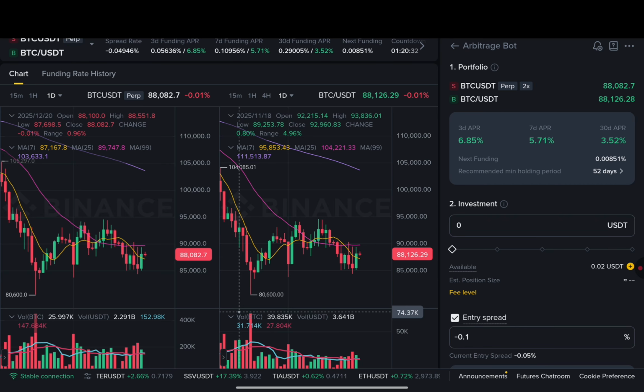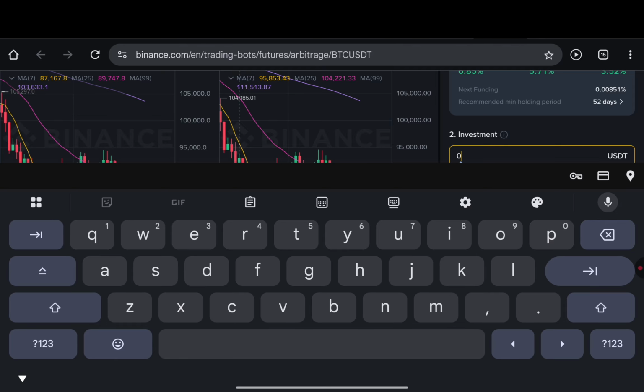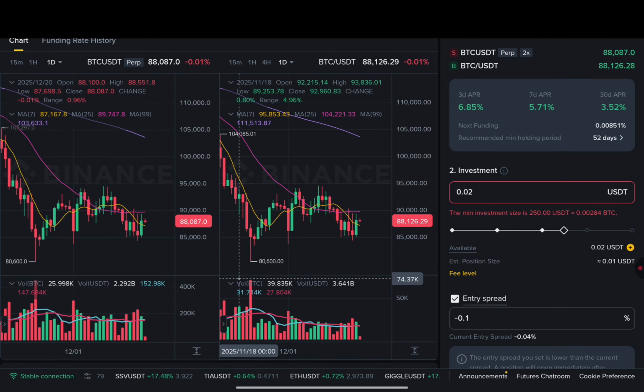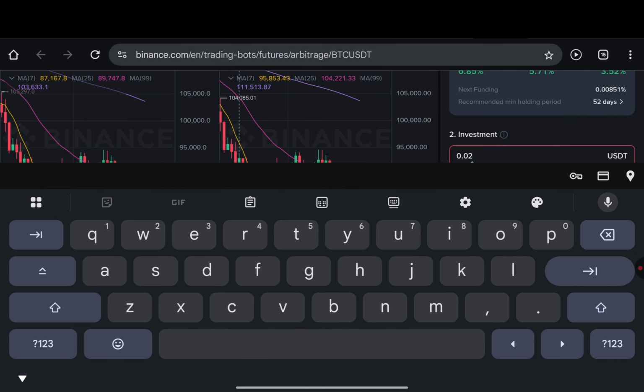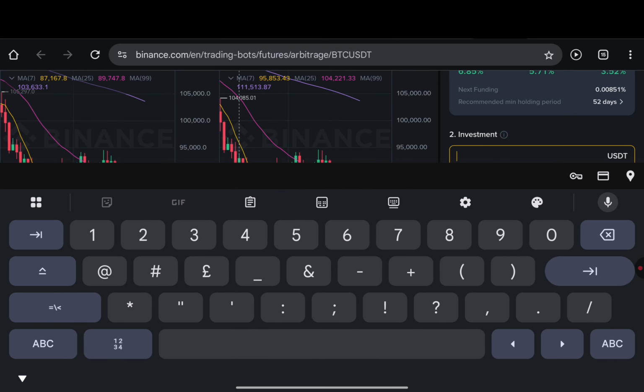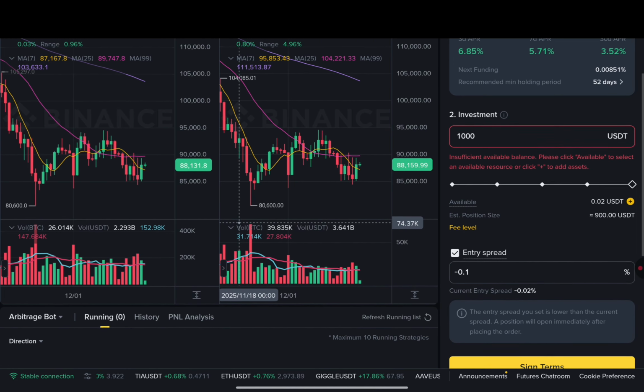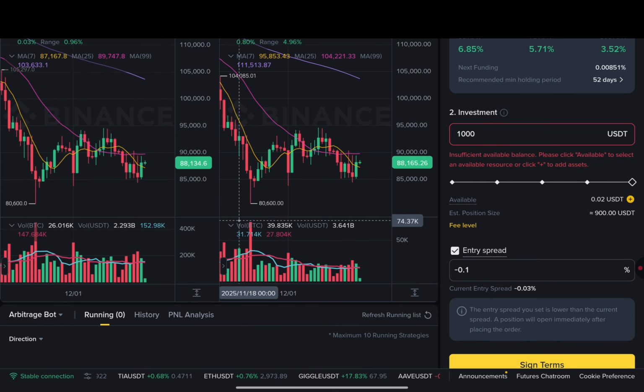Okay, so all you have to do is go ahead and put in the amount. Let's say maybe you're trading with $1,000, right? I don't actually have $1,000 on this account, so that's why it's showing me this. But if that's what I'm trading with, you go ahead and put that over there. It's going to automatically give you your estimated price and every single thing.